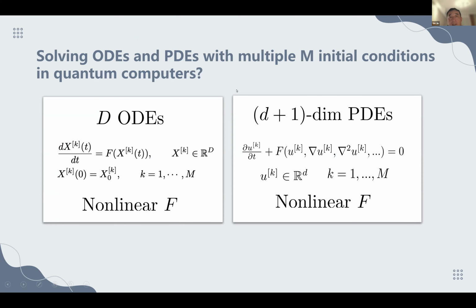What we are interested in is using quantum computers to solve ODEs and PDEs, and also with probably many initial data. And very often, if you do a stochastic PDE, for example using Monte Carlo, you have to take a lot of samples. You have to solve the equation many times. So these are the kinds of problems we are very interested in solving, and it's a major part of scientific computing.